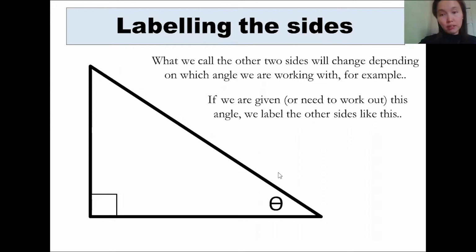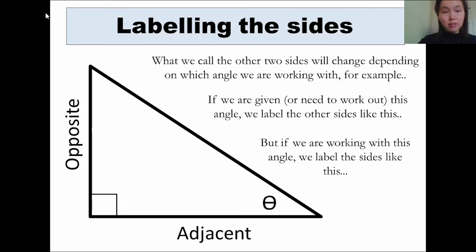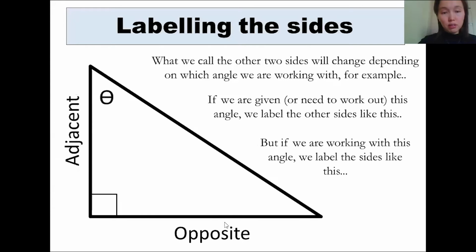If we are given this angle, we label the sides like this. This will be the adjacent side, and this will be the opposite side. If we take this angle, our sides will be like this. This will be the adjacent side, and this will be the opposite side to this angle.